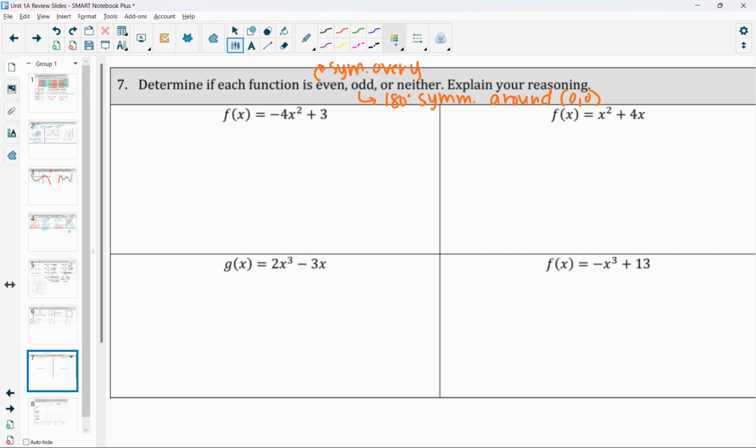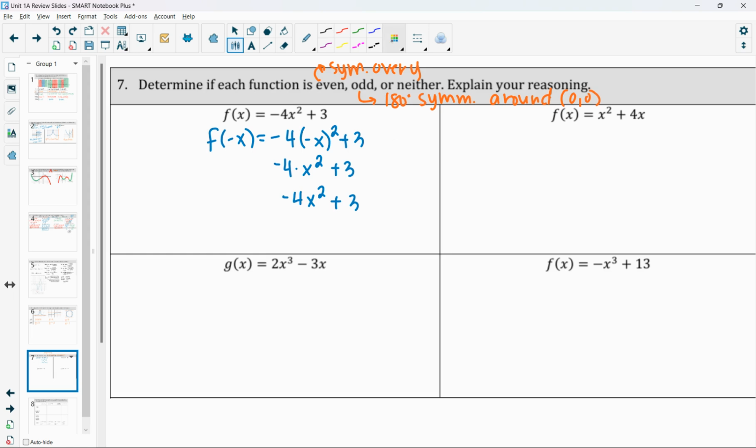I'm going to do it algebraically by plugging in negative x. So I'm going to take this function, and where I see x, I'm going to put in the opposite of x. So then negative x squared is positive x squared. And then negative 4 times x squared is just negative 4x squared. And we still have this plus 3.